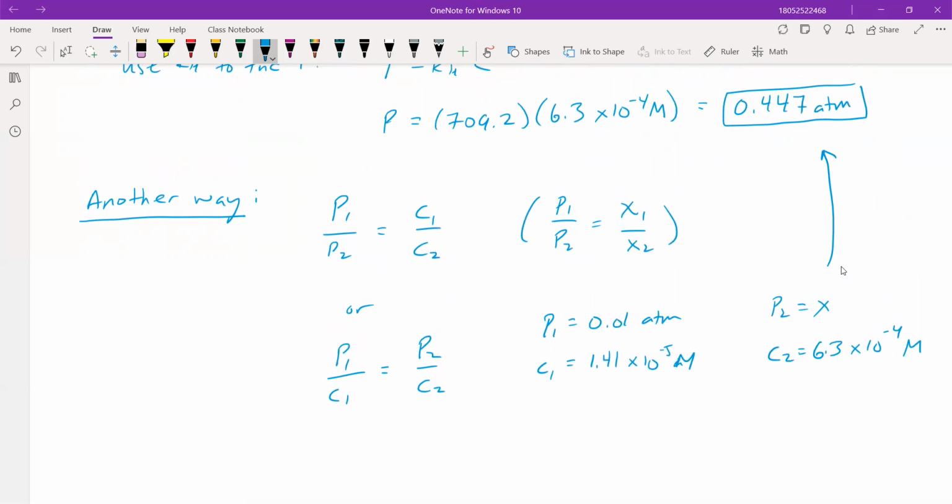And again, the concept is that higher pressure means more gas is dissolved in the solution, so you have a higher concentration. Lower pressure of the gas means lower concentration. So you can check your answers too, just by thinking about whether that makes sense. Okay, so that's how you would do that.